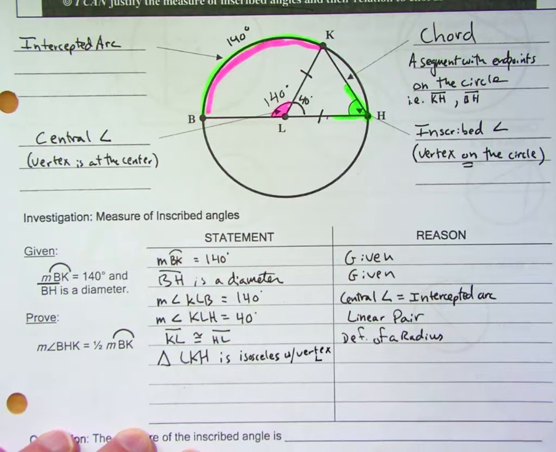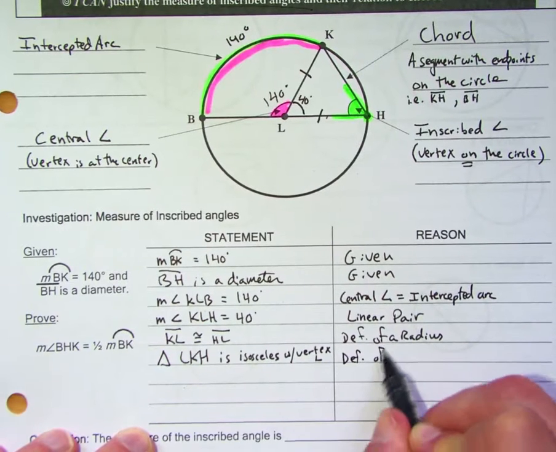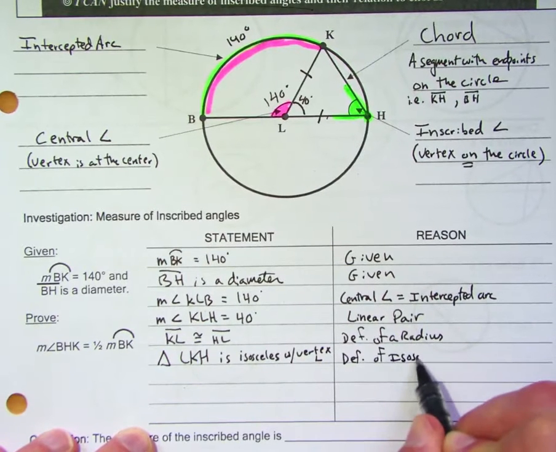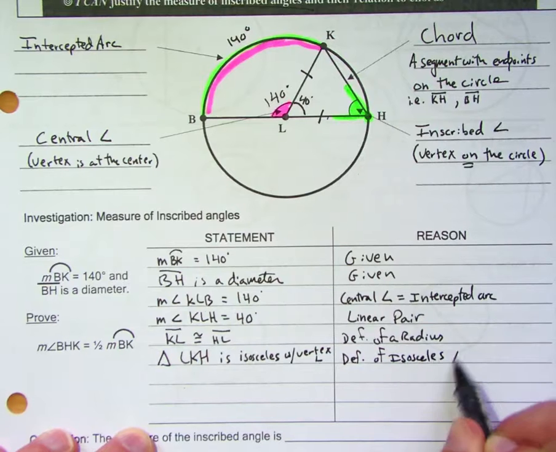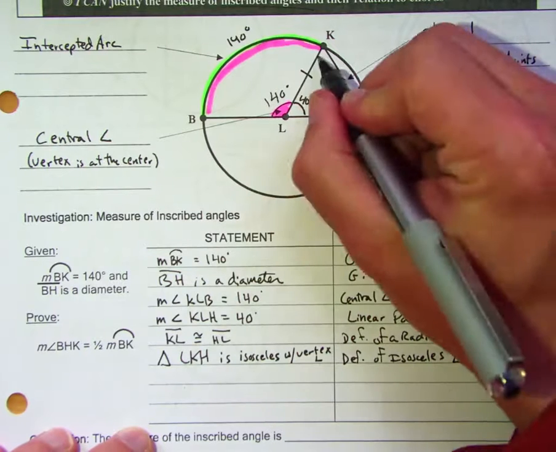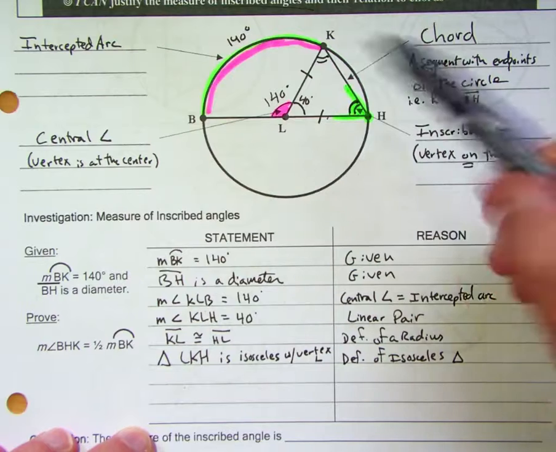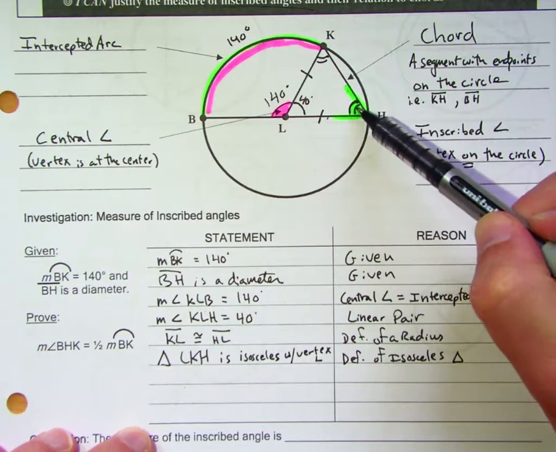With vertex L. So what's the reason for that? That's the definition of an isosceles triangle. Two legs are congruent. Now, if that's true, then I know that this base angle here and this base angle here also have to be congruent in an isosceles triangle.